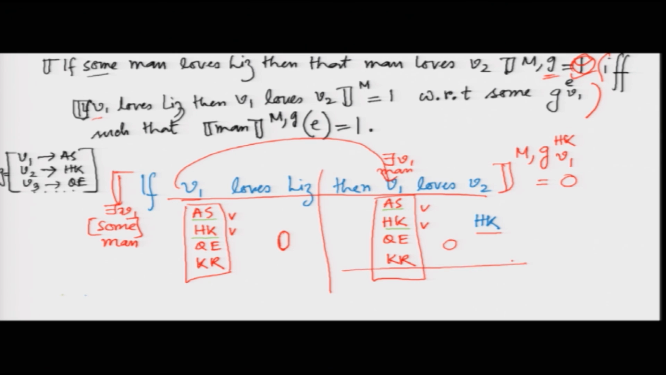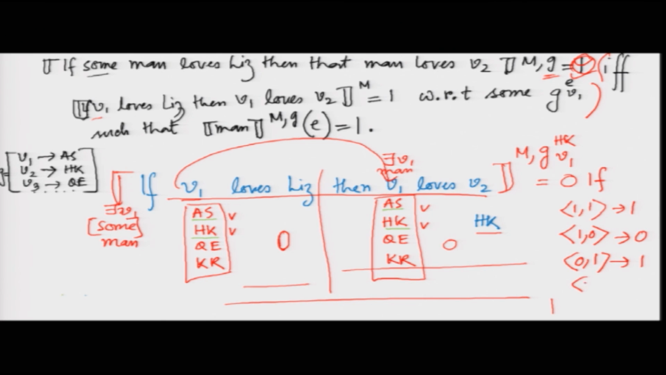We need not consider this, because for if-then, if the first part is 0, definitely the whole thing comes to be 1. What is it once again? 1 1 gives 1 for if-then, and only 1 0 gives 0, and 0 1 once again gives 1, and 0 0 also gives 1. So this is the value matrix for if-then. Therefore if the first one is 0 like this, the truth value of it must be 1.